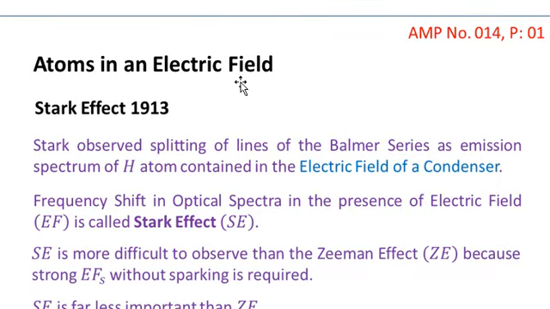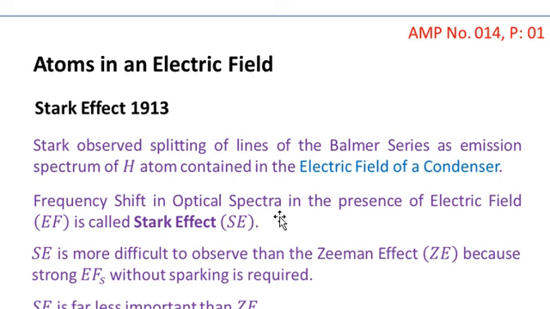Atoms in an electric field. Stark effect reported in the year 1913. Stark observed splitting of lines of the Balmer series as emission spectrum of hydrogen atom contained in the electric field of a condenser. That is, here we are applying electric field to the atoms of a hydrogen atom. This was reported in the year 1913.